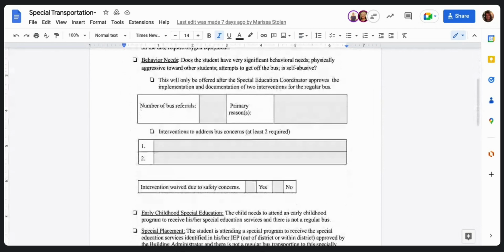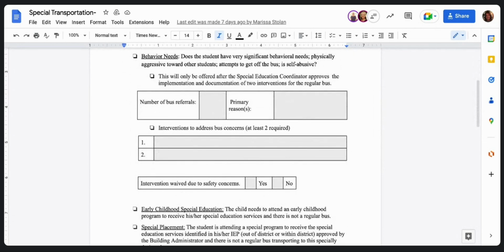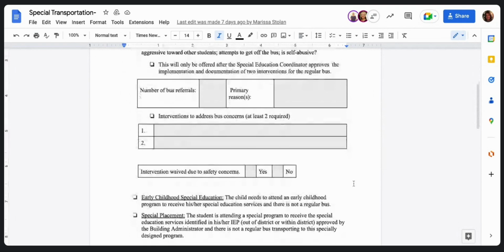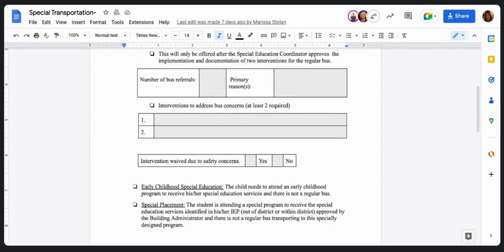And then I think the biggest one that we sometimes struggle with, when determining if they need special transportation, is those behavioral needs. So we thought that putting together this section would be helpful because it helps guide the conversation on, have we done everything in our power to keep this student in their least restrictive environment, which is the regular school bus? So you want to document how many bus referrals they've had and what the reasons were. And have you tried any interventions to keep the student safe on the school bus? Your coordinator can definitely help with coming up with some of those interventions.